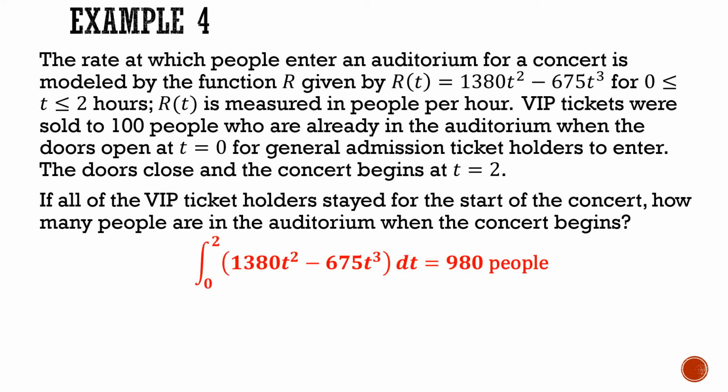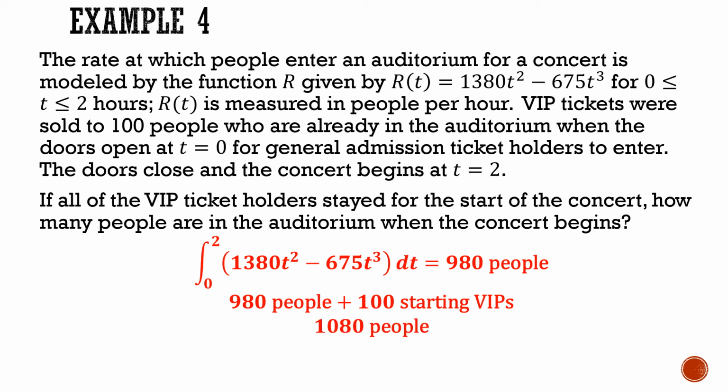So what I'm going to do is set up an integral, and I have the integral of my R of t. And I went ahead and threw that in my calculator because the numbers look really big. And I just got 980 people. Now, again, I rounded that appropriately because I wanted to make sure I understood that I'm talking about people. All right, so I have 980 people from 0 to 2, but I have to remember that I already had 100 people chilling in the auditorium. They're already sitting in there. So I have that 980 people plus the 100 starting VIPs that were in the auditorium, which gives me 1,080 people in the auditorium.